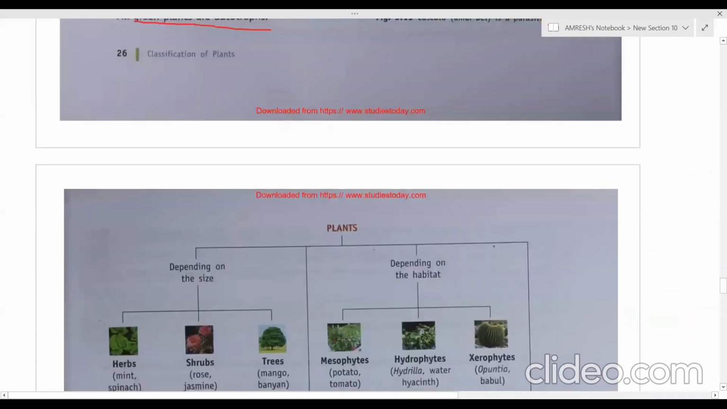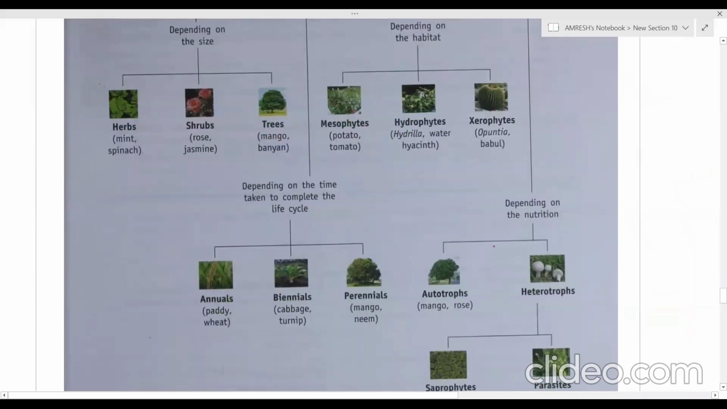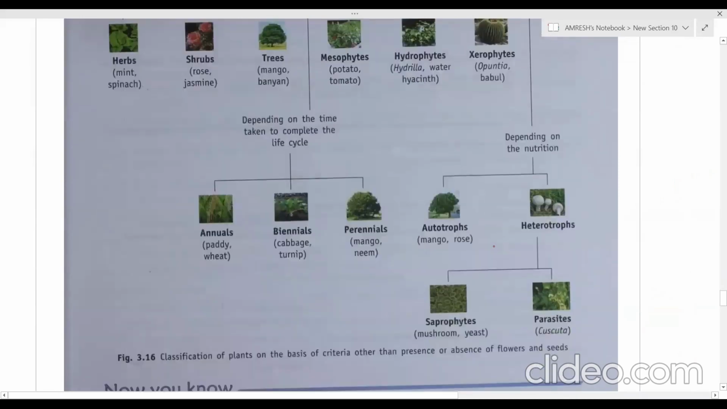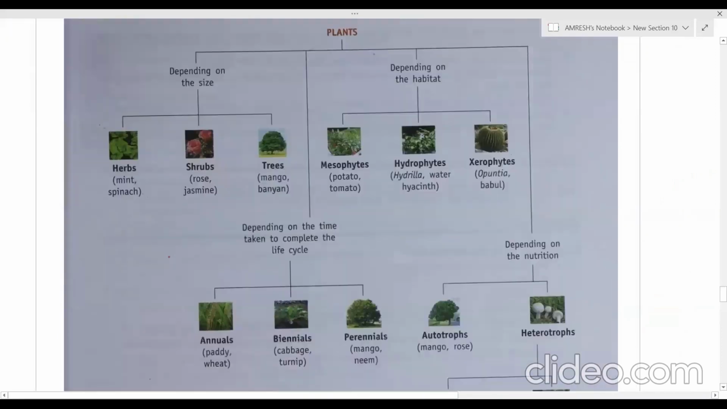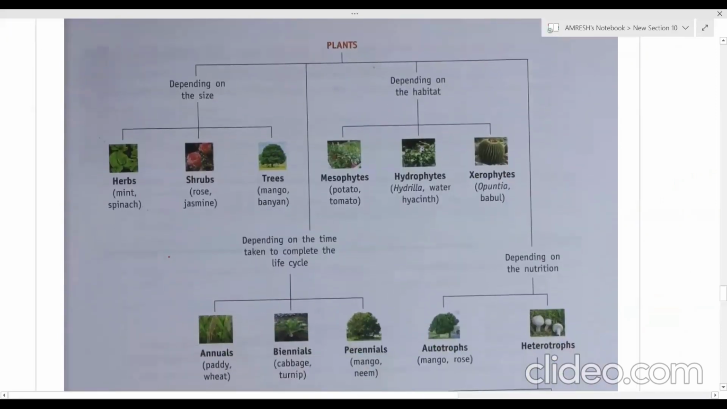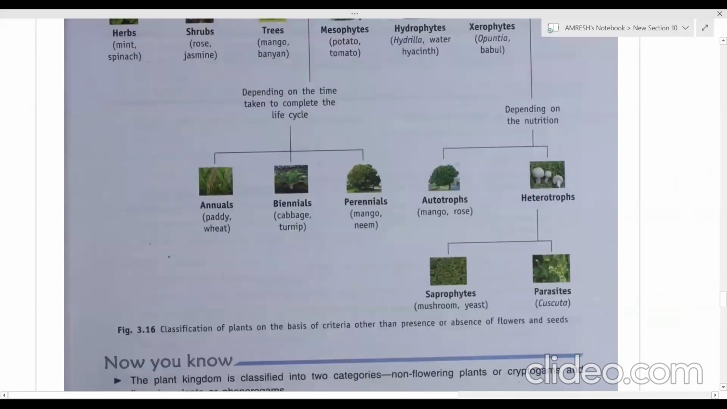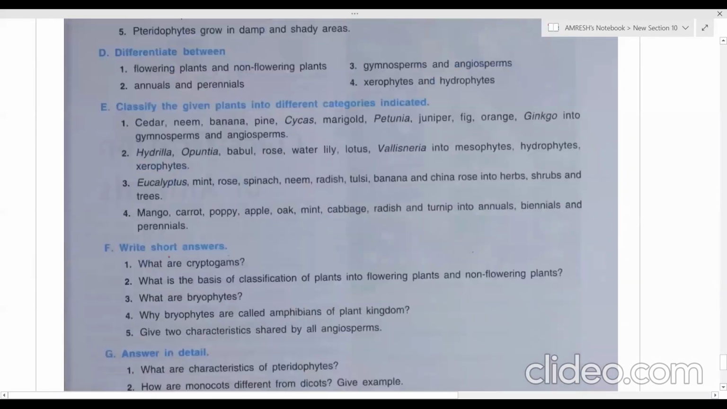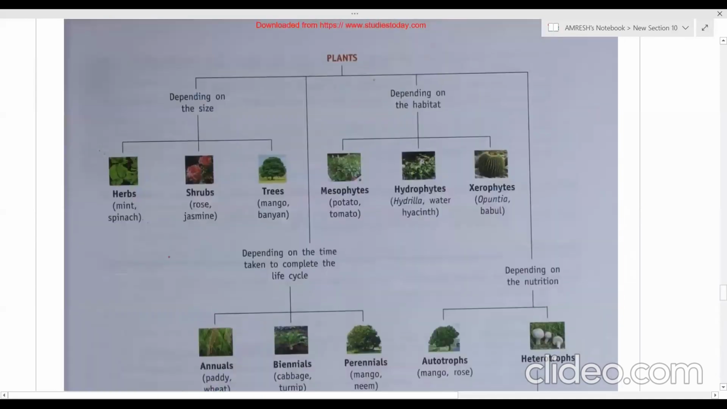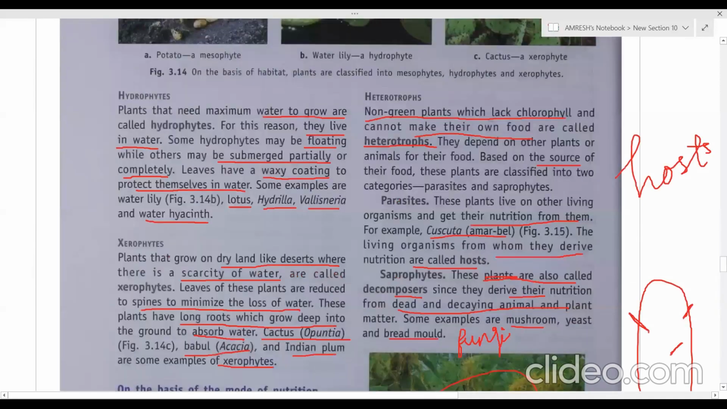Cuscuta. See plants. Here is a differentiation chart. You can take a screenshot on how they are differentiated on the basis of size, habitat, life cycle, and nutrition. This one you can see, and with this your chapter is over. I am seeing if I can put this in one video, otherwise it will come in two videos. So we'll meet in the next class.